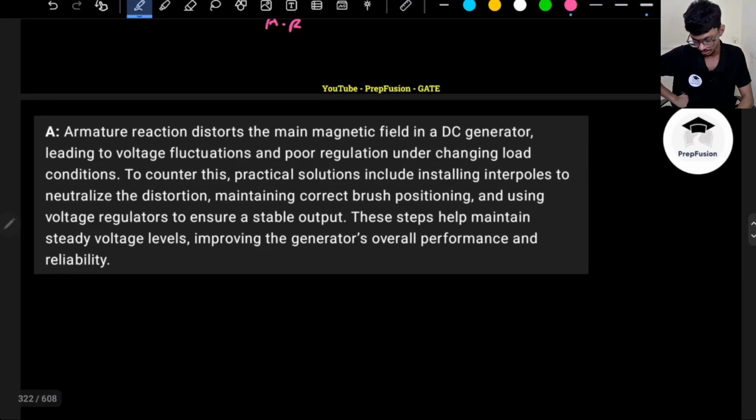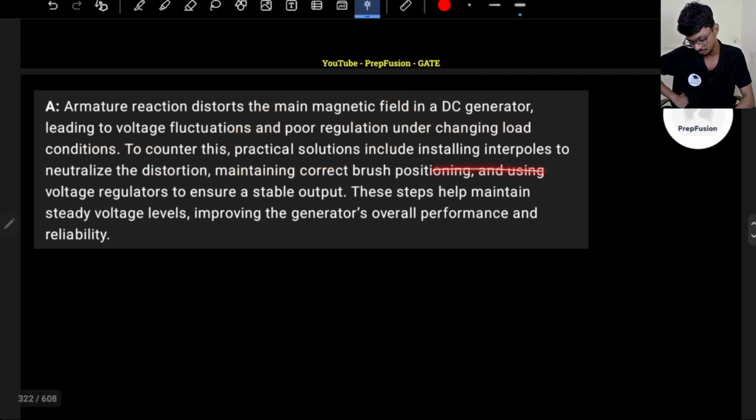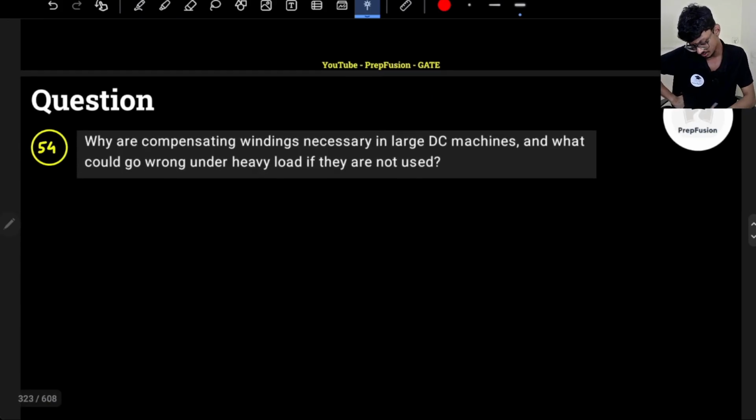So armature reaction distorts the main field in a DC generator, leading to voltage fluctuations and poor regulation under changing load conditions. To counteract this, we use interpoles to neutralize the distortion, and compensating windings. Now the same question: why are compensating windings necessary in large DC machines and what could go wrong under heavy load if they are not used?